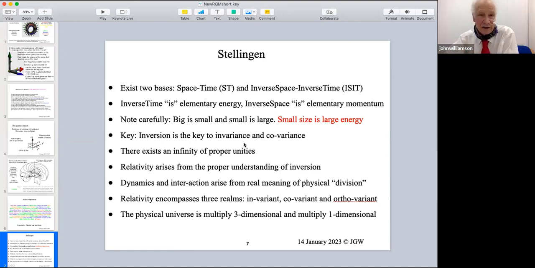These, of course, exist in solid-state crystals, as is well known. So do they also exist in space? Well, yeah, I think so. And also, the physical universe is not merely four-dimensional, not merely space and time, but is multiply three-dimensional and multiply one-dimensional. In the mathematics of the theory which is to follow, we will find that there are four three-dimensional spaces sitting on top of one another.